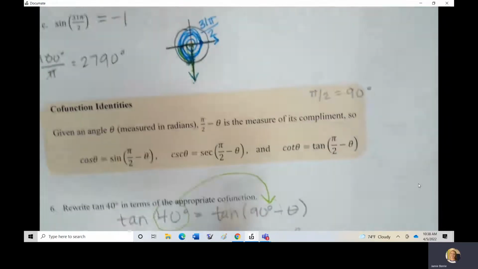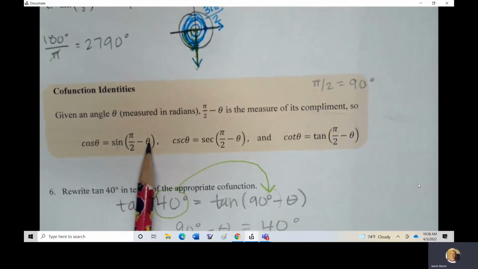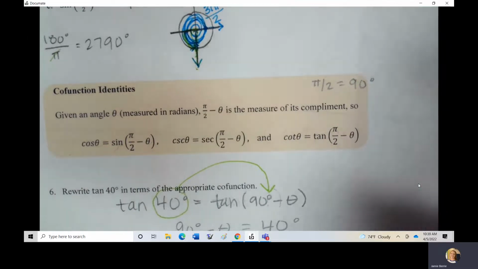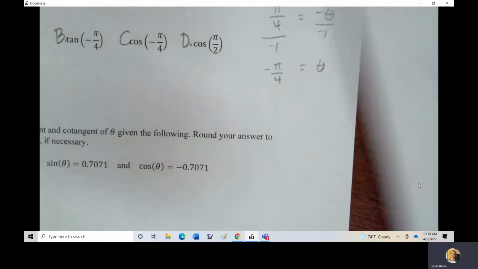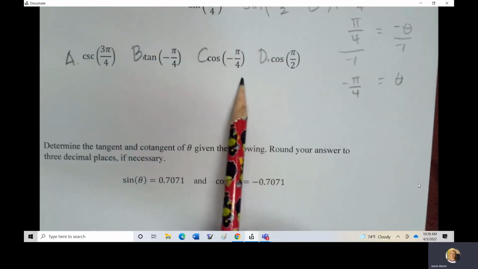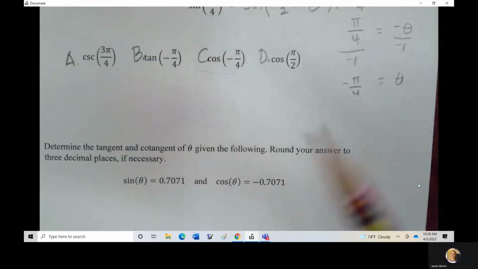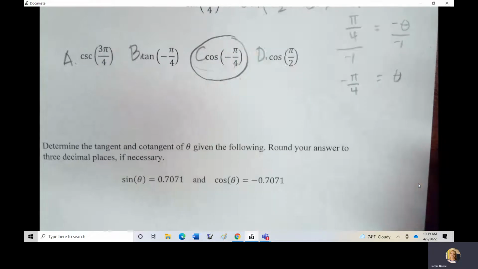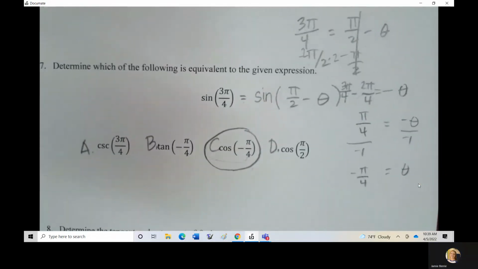Cofunction identity says sine of pi over 2 minus theta is equal to cosine of theta. So cosine of negative pi over 4. There it is. Cosine of negative pi over 4.